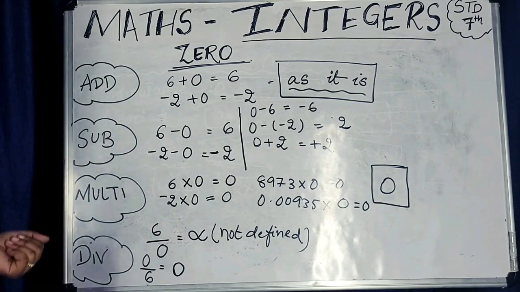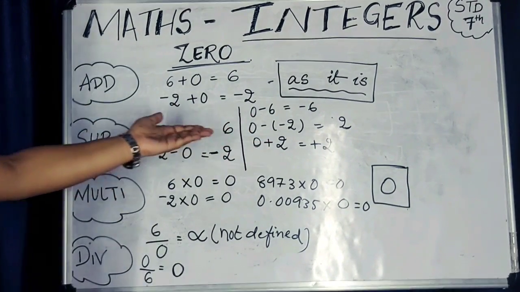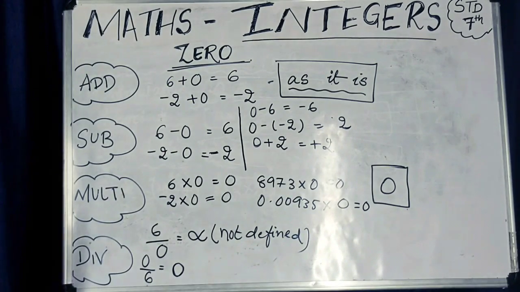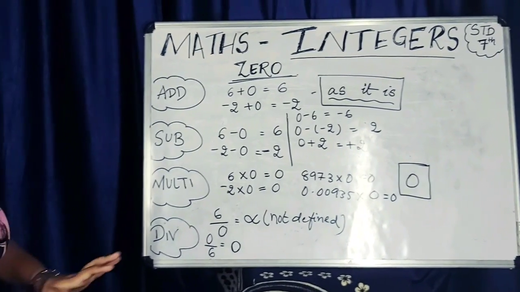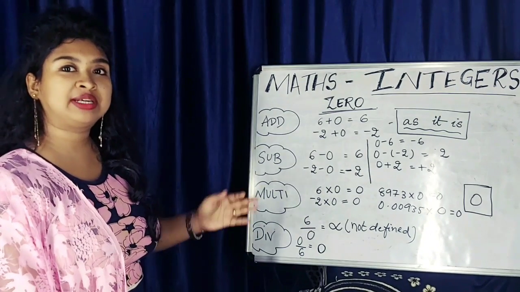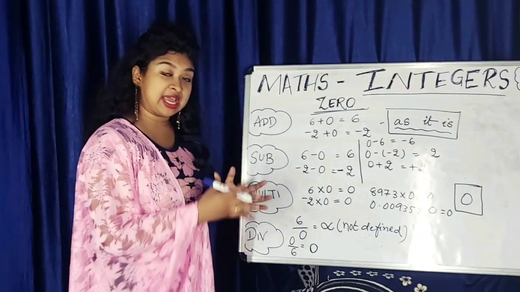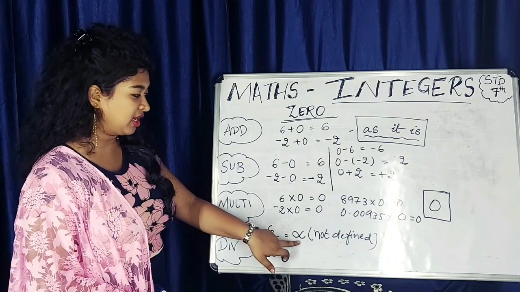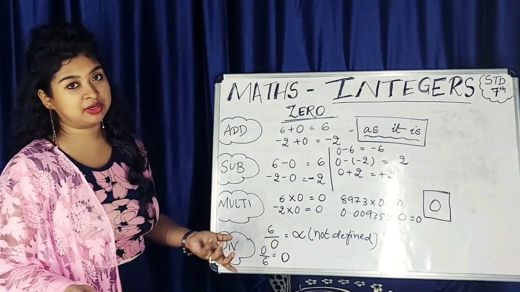But if you subtract any number from 0, it is a different result. For example, we have taken 0 minus 6, so it is minus 6 only. Here you can see 0 minus minus 2, so minus minus is plus over here. In multiplication, whatever number you might multiply, the answer will be 0 only. Okay? And if you divide any number by 0, the answer is not defined, and you can symbolize it like this. And 0 divided by any number is 0.